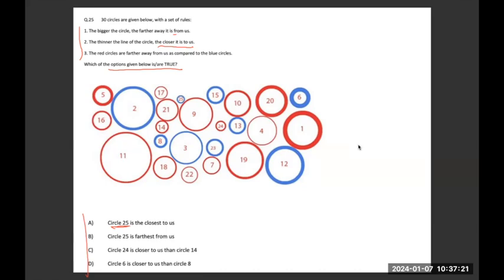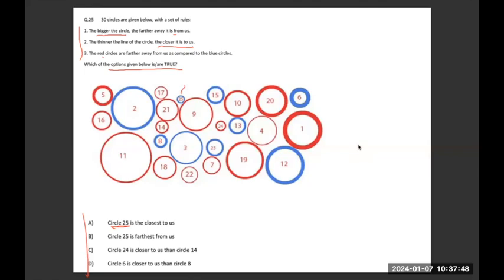Circle 25, yeah. This is circle 25. It says the first, Tanvi, Anvi, correct answer. Circle 25 is closest to us. It is smaller, because bigger circles are farther away, which means it's closer to you. Red circles are farther away compared to the blue ones. It is a blue circle, which means it is closer.